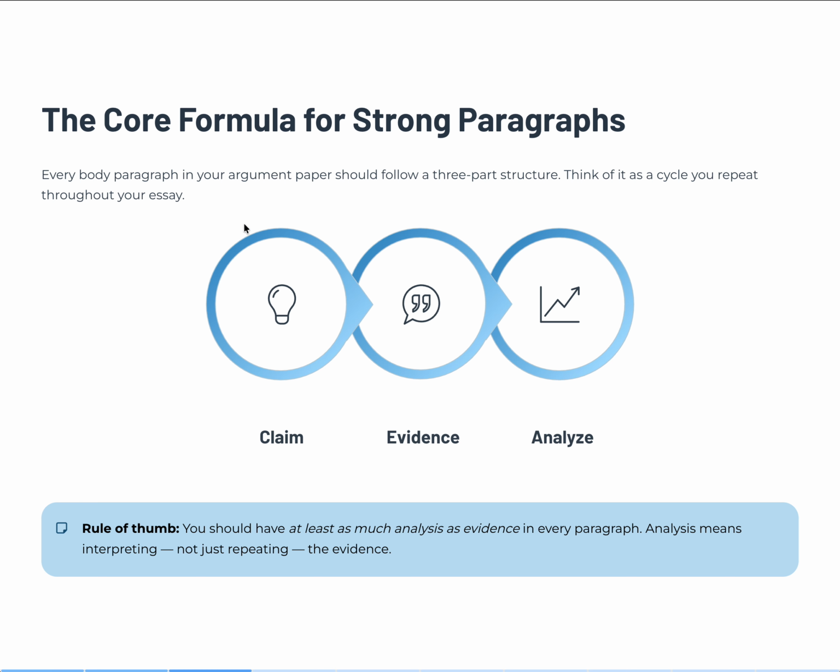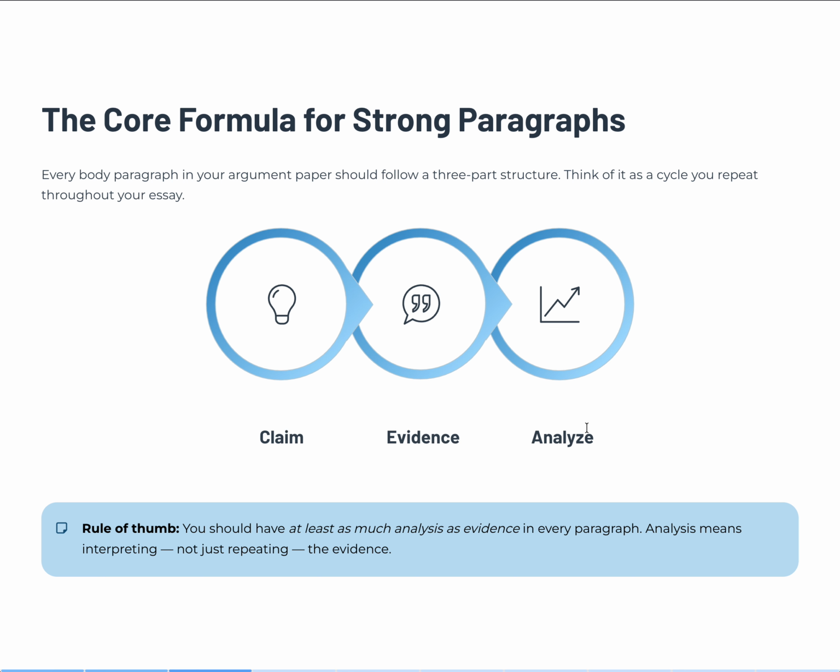Now, every body paragraph in Essay 3 should follow a clear structure. First, you're going to state your claim. Then, you're going to provide your evidence. And finally, you'll analyze that evidence. So, the analysis really means that you interpret the evidence in order to support, test, or refine your thesis.